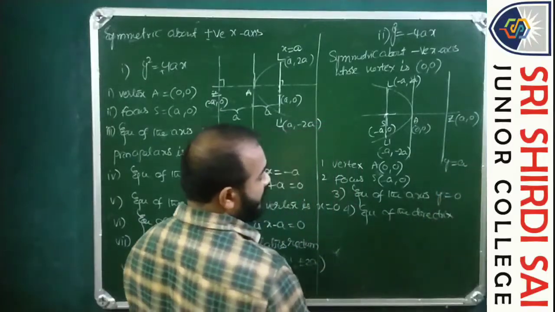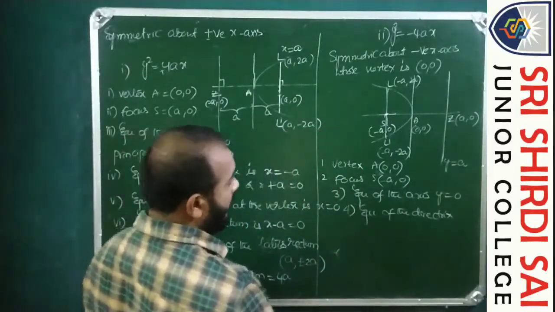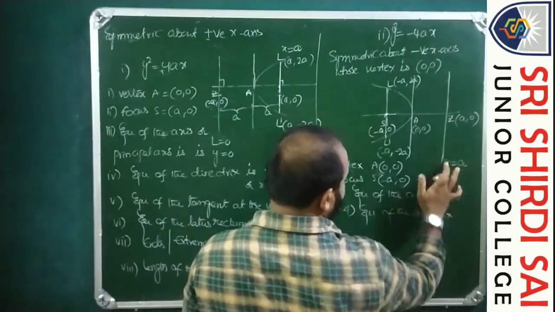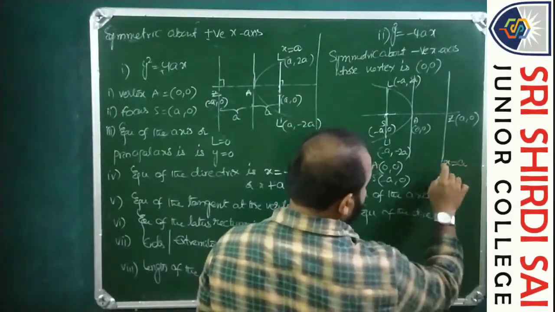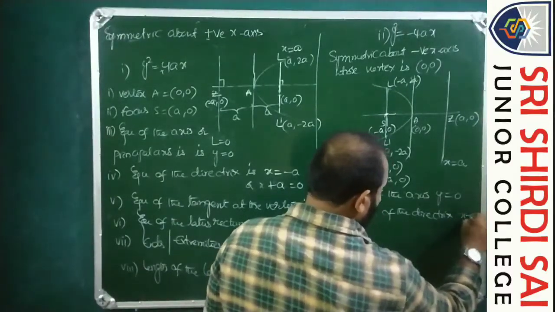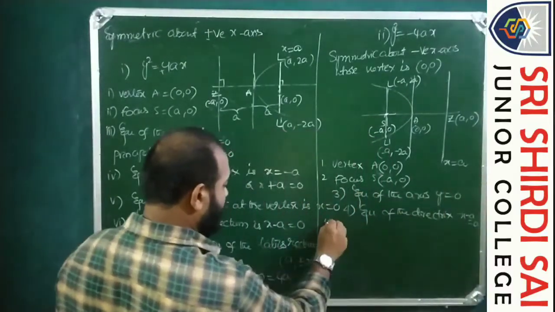As we have already discussed, the line which is parallel to the y-axis is of the form x equals a, that is x minus a equals 0.